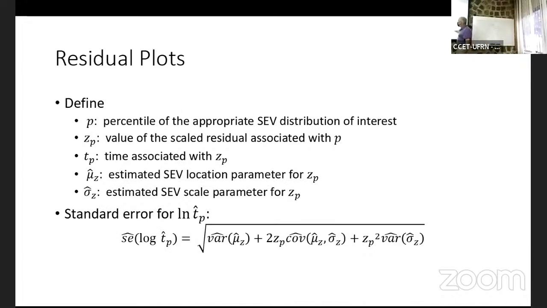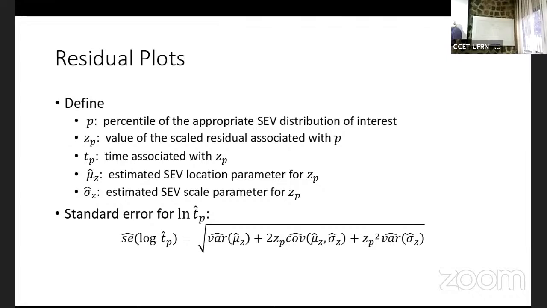So I'm going to let T sub P be the time. I'm going to let Z sub P be the value of the scaled residual associated with some percentile P. Okay, so the P there is for percentile. T is some time. Z is some value of the scaled residual associated with that probability. This is notation that Meeker and Escobar use. So that's the time associated with that.